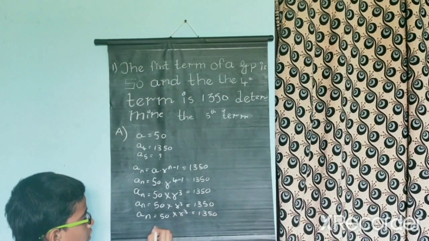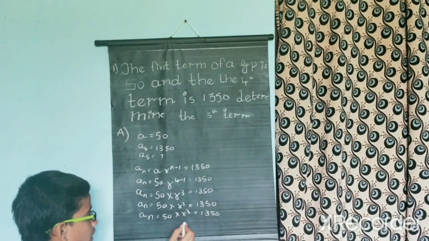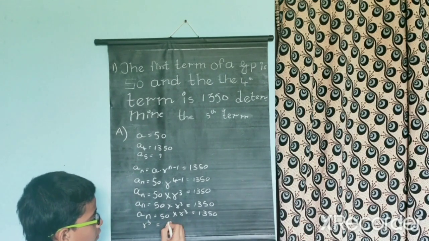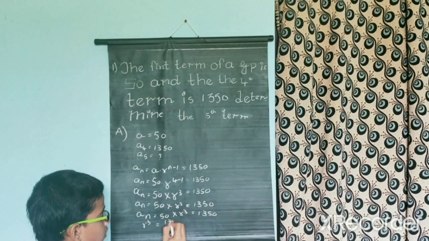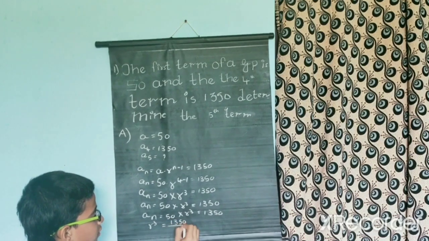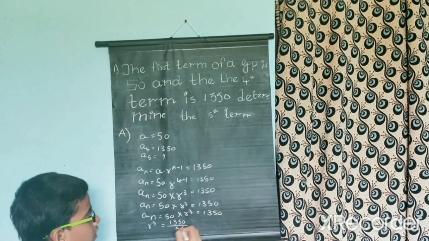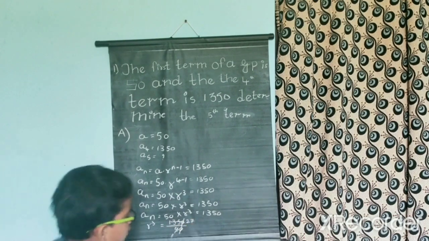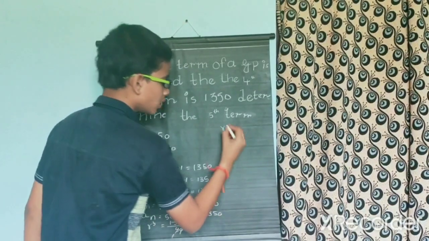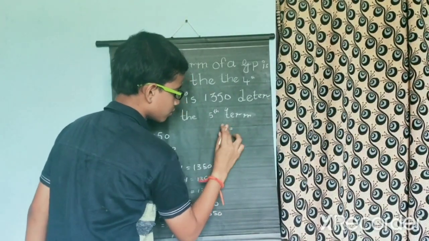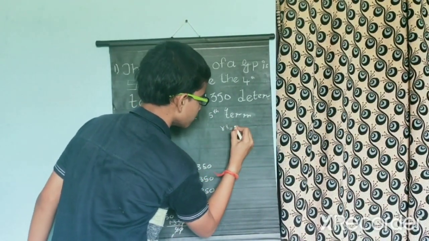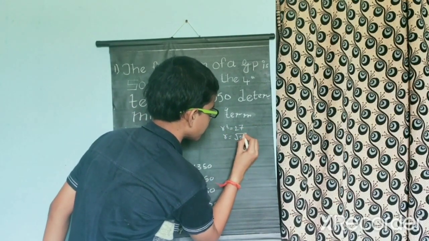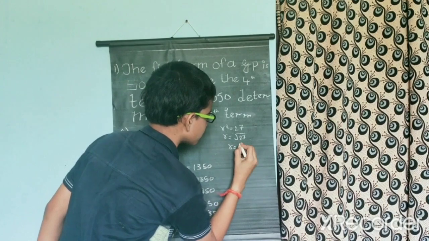So 50 into r cube equals 1350. Here r cube equals 1350 by 50. The 0 gets cancelled, 5 ones are 5, 5 twenty-sevens are 135, so r cube equals 27. r equals cube root of 27, so r equals 3.